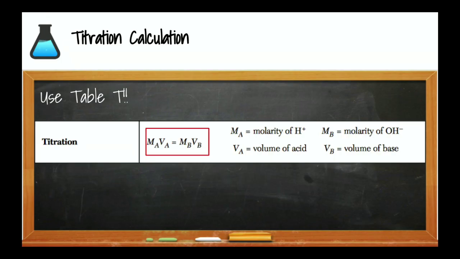In order to complete a titration equation, we are going to use reference table T, where we can find this formula. Notice that the M is a capital M, and it stands for the molarity. We're going to take the molarity of the acid times the volume of the acid and set that equal to the molarity of the base times the volume of the base. The unit for volume is not important as long as it is the same on both the acid and the base side. If they are not the same, you're going to have to convert to the same unit. For instance, you cannot have liters on one side and milliliters on another.